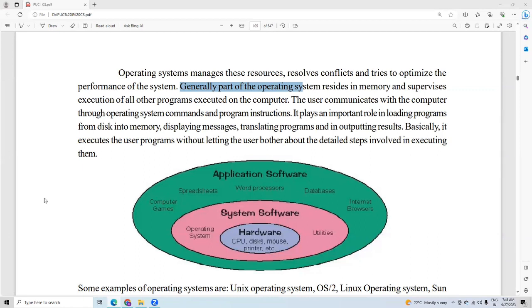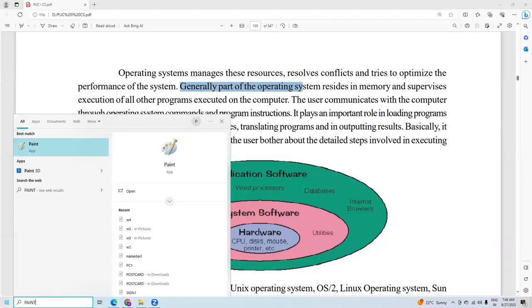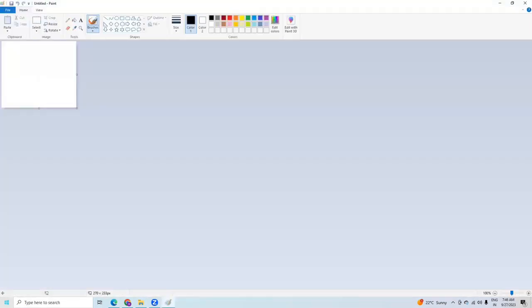How do you start? Will you say, computer, start paintbrush? No, you go to the start button. This is a command or instruction. And here you type paint and you press enter. Paint is a command. When you press enter, you are telling the operating system to start the program.